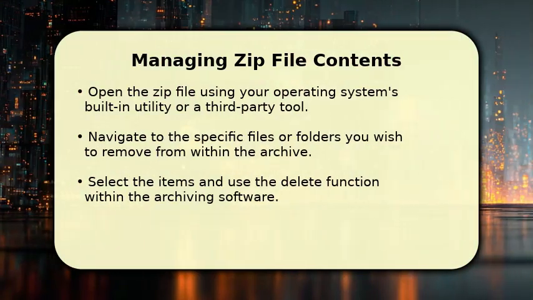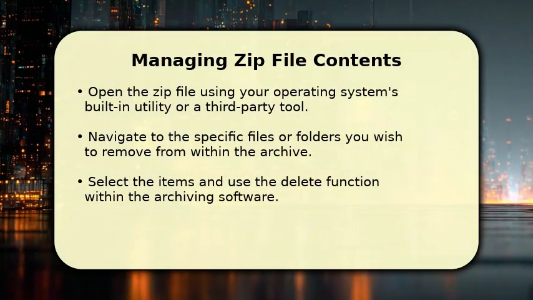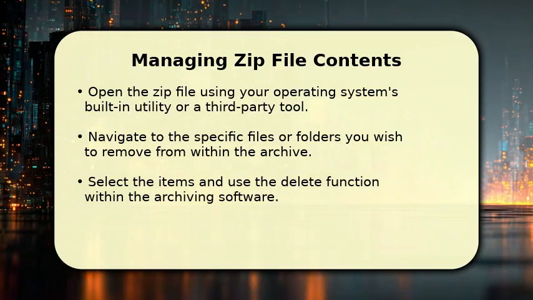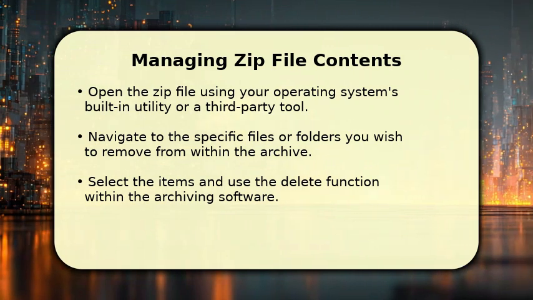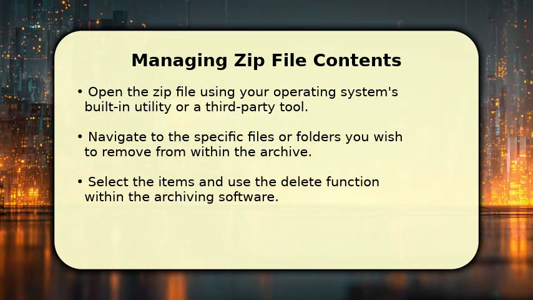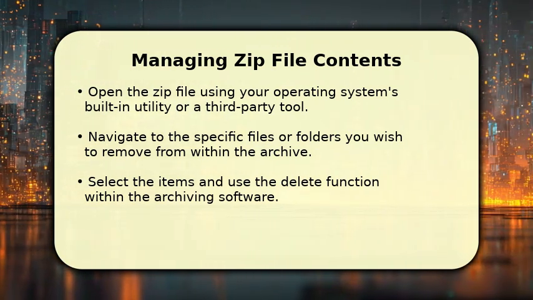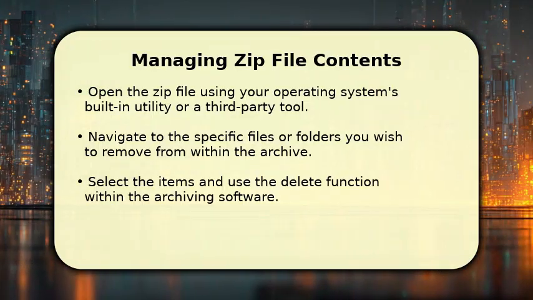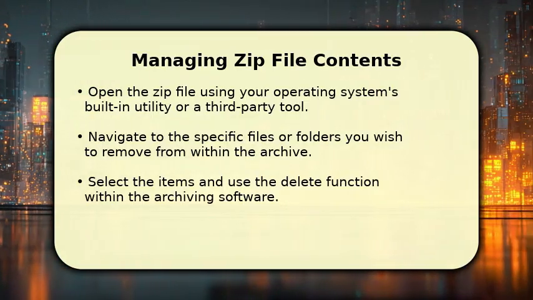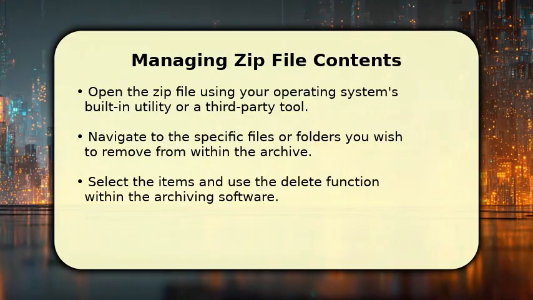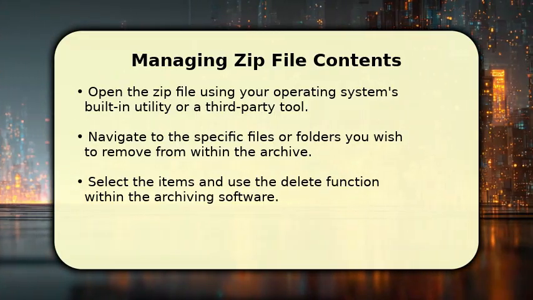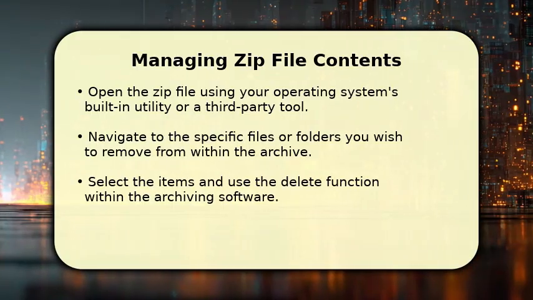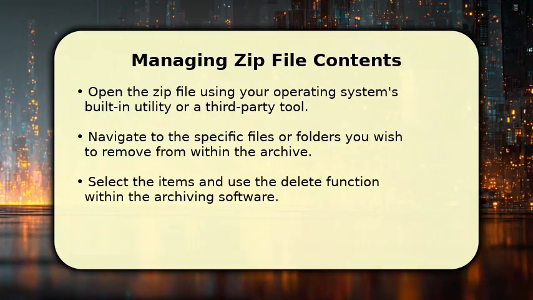Sometimes, you might only want to delete specific items inside a zip file, not the entire archive. To do this, open the zip file using your computer's built-in zip utility or a dedicated archiving program. Navigate through the contents to find the files or folders you wish to remove. Select them, then use the delete function provided by the software. Remember to save the modified zip file afterward to apply these changes.